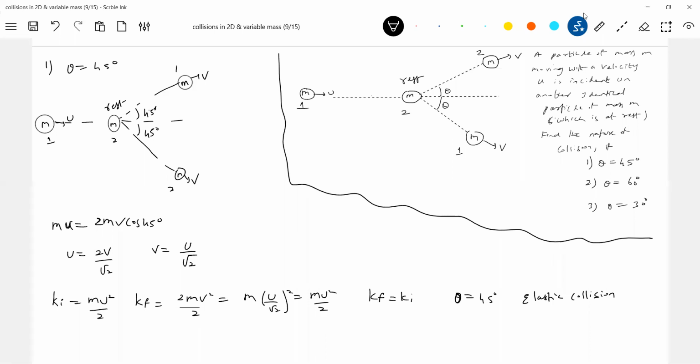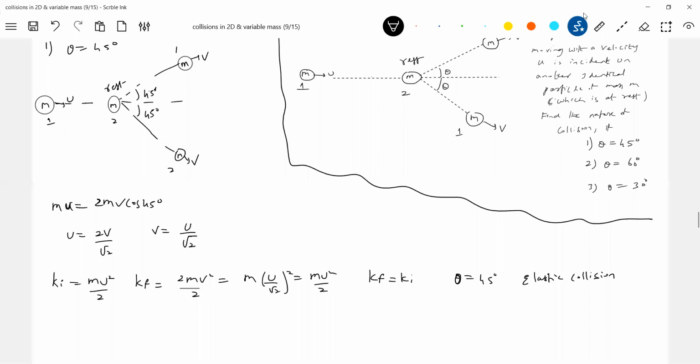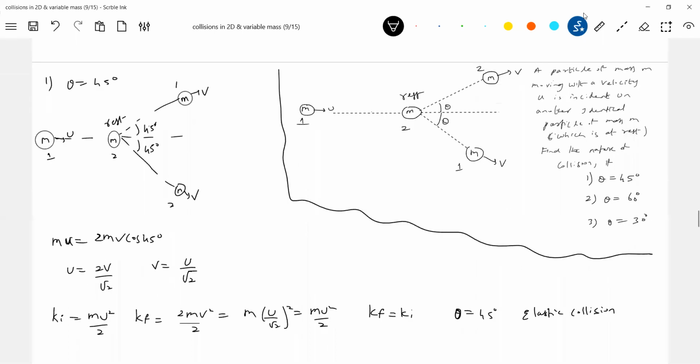And then put theta equals 60 degrees. Again conserve momentum, again calculate the final speed. Why will they have the same speed? Because they are deflecting symmetrically with respect to the initial line of motion. That's what I assume. Sir, how can you say?